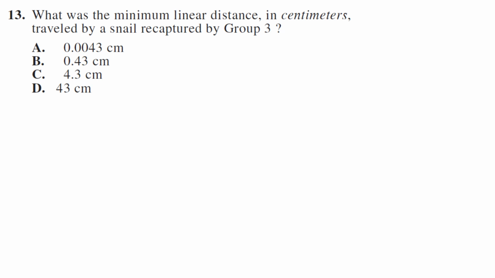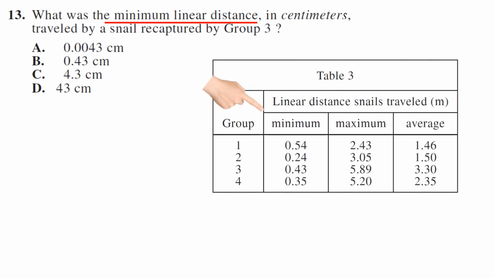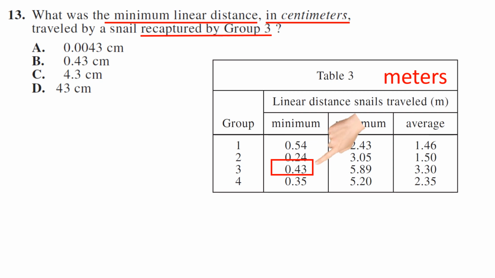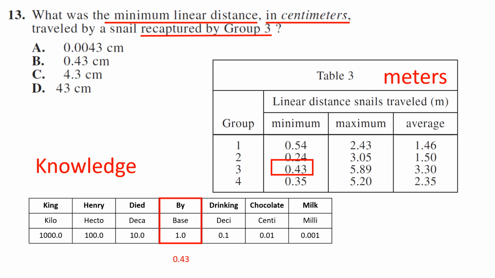What's the minimum linear distance in centimeters traveled by a snail in group 3? This is a very common knowledge question, top 5 knowledge. So the distance is in meters. We want it in centimeters. So it goes 0.43 meters. You can use the acronym King Henry died by drinking chocolate milk to help you remember the order. So we go from 0.43 to 4.3 to 43. So your answer is D. Each one of these, if you're going to the right, you multiply by 10. If you're going to the left, you divide by 10. So D.